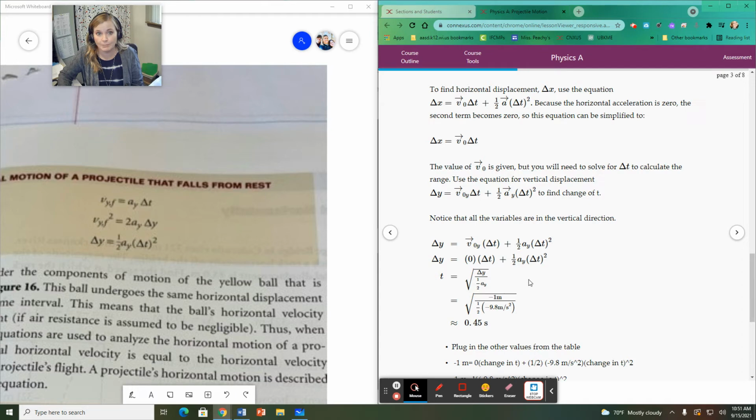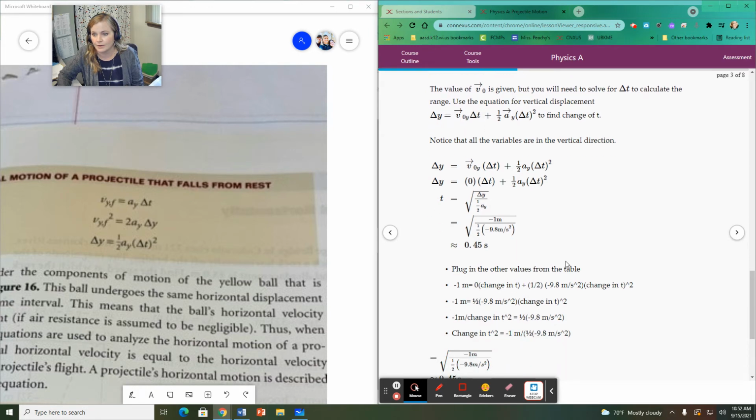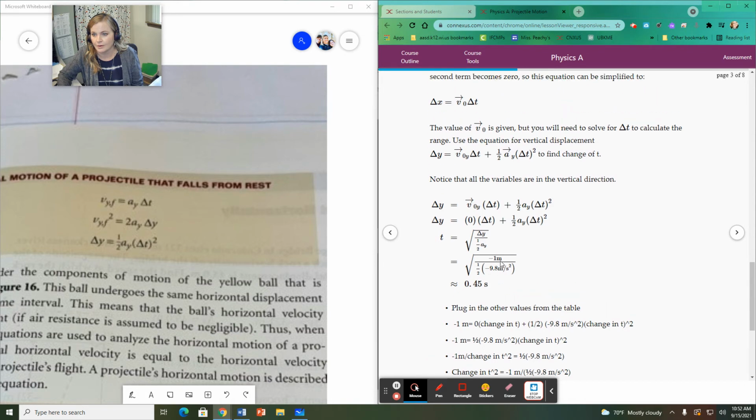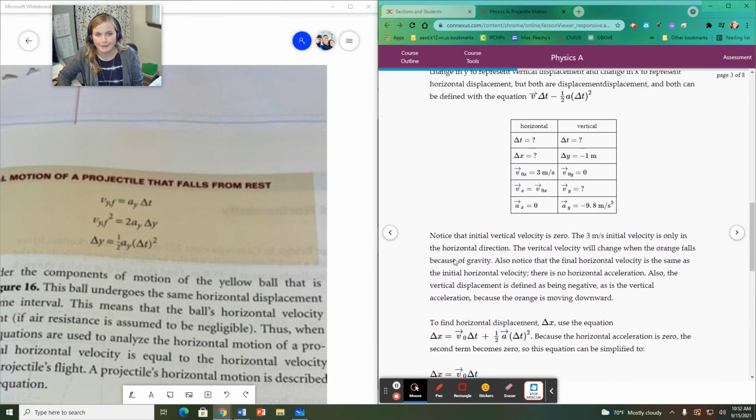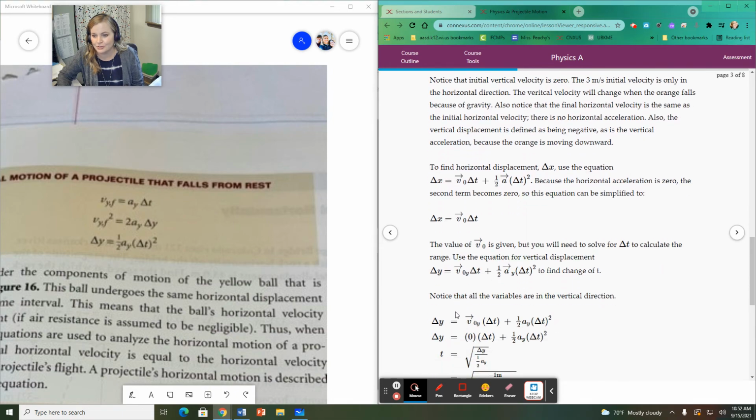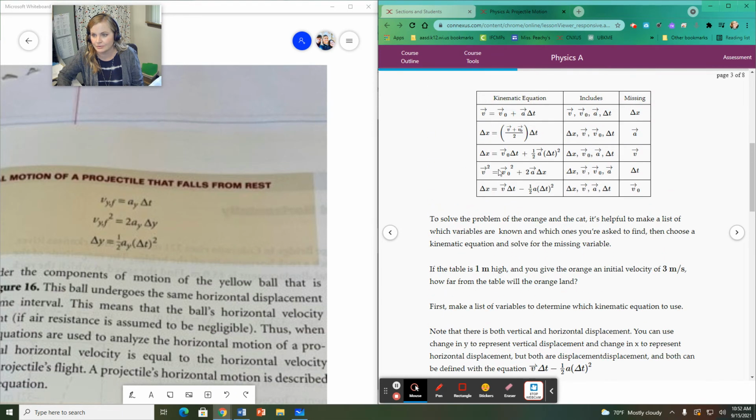So we want to look at the y component and the x component. So we're using that equation for both. Oh, I see what they're doing. They're just using the y component of this. So instead of using delta x here, they substitute delta y, because you can do that and still use the same equation, which I think is a little unclear here.